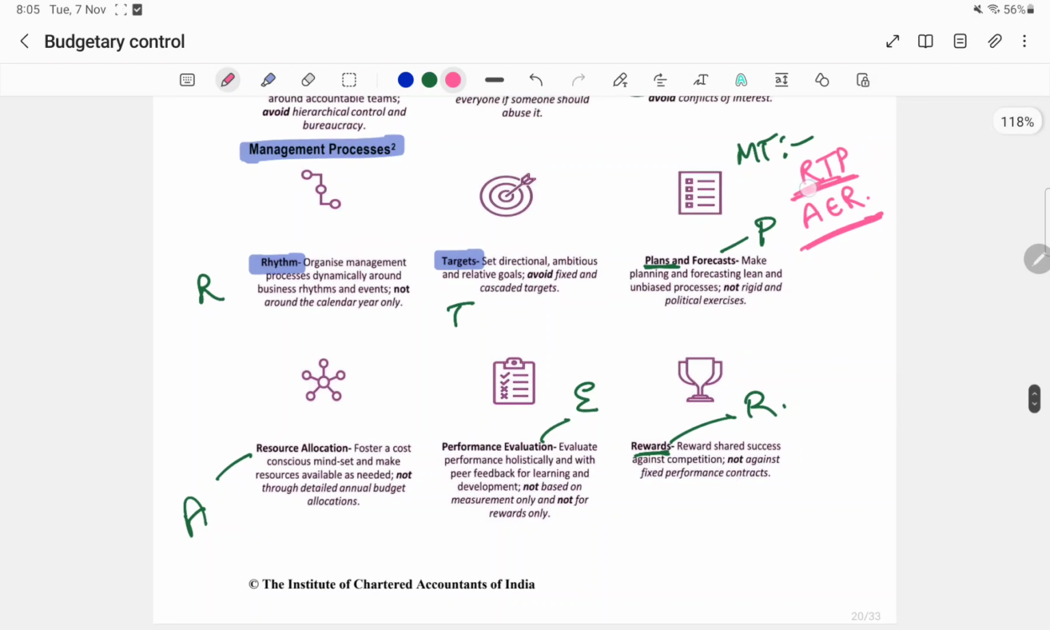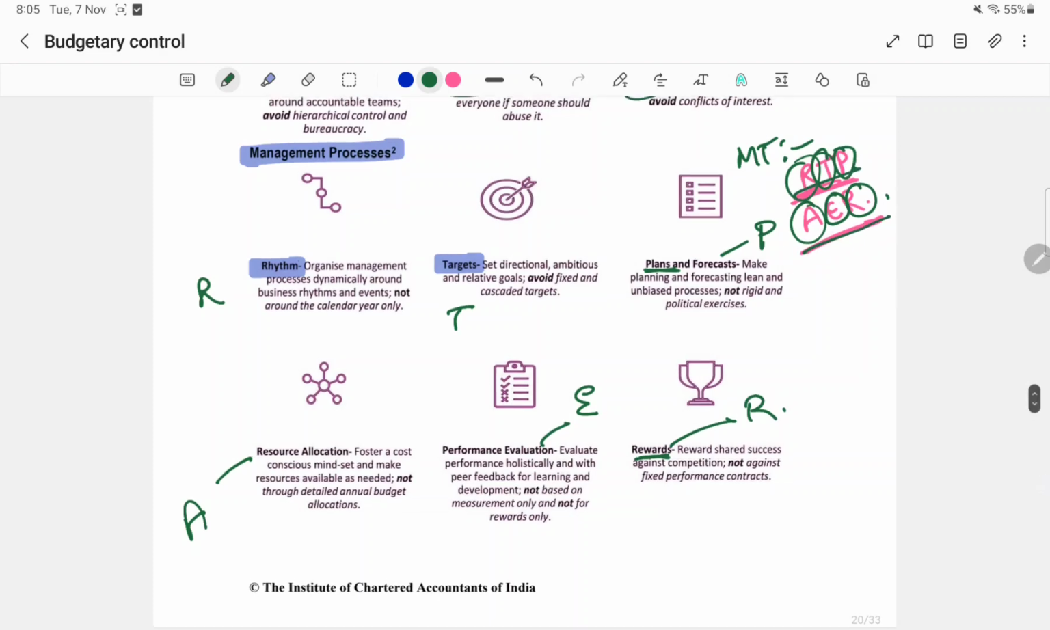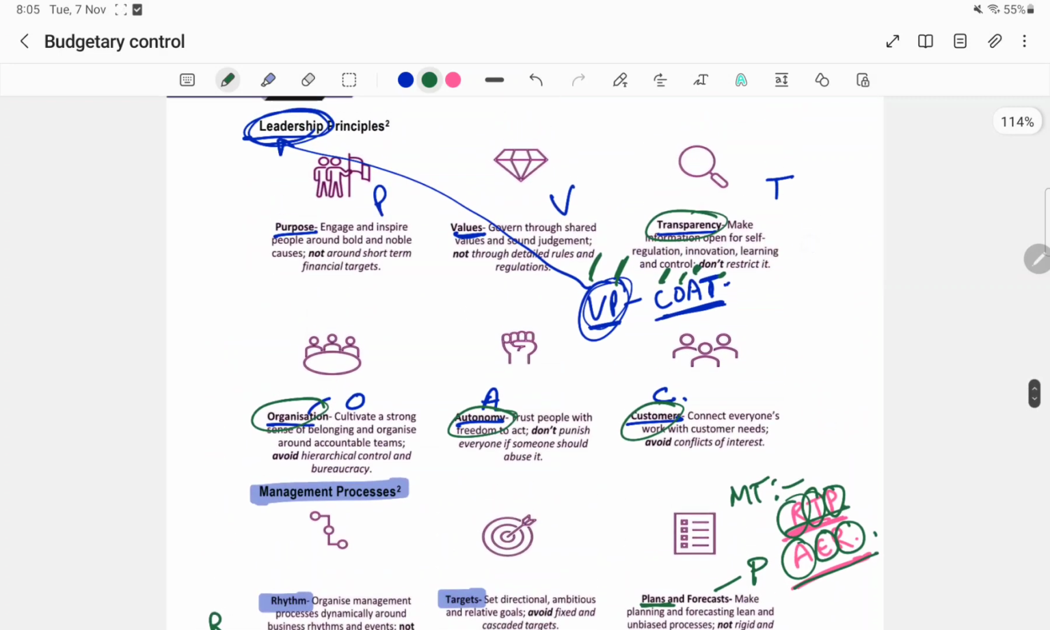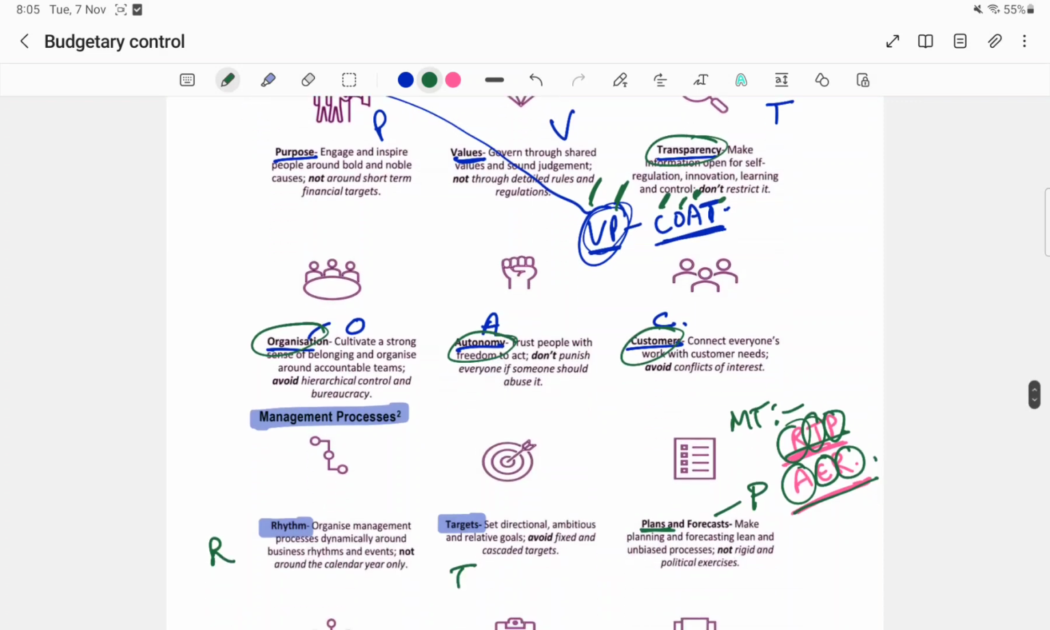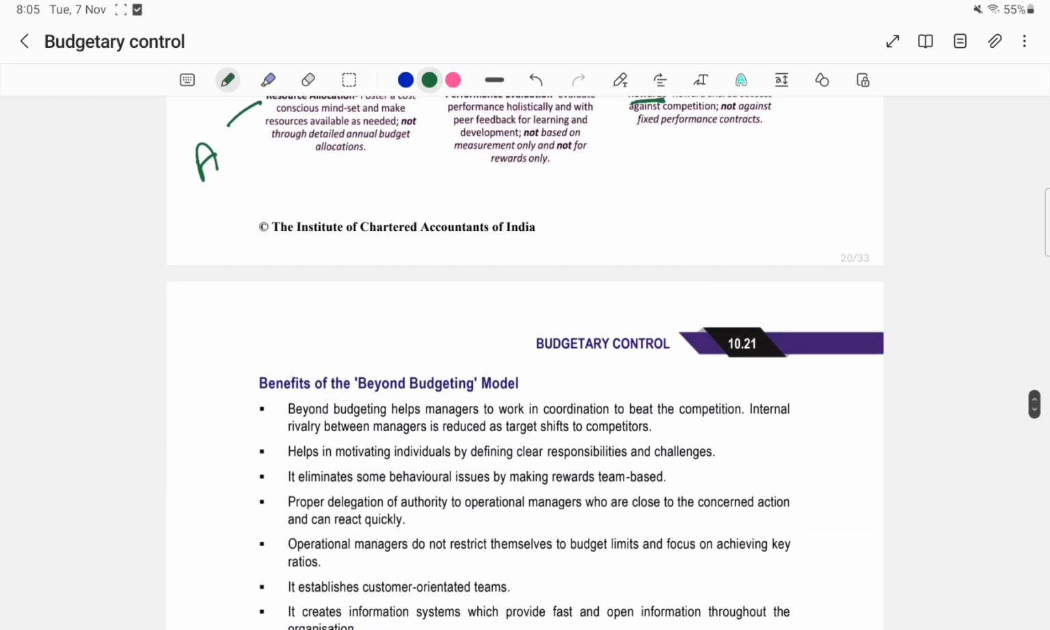If we revise again, from R you can remember rhythm, from T you can remember targets, from P you can remember plans, from A you can remember allocation, from E you can remember evaluation, and from R rewards. Rhythm, targets, plans, and allocation, evaluation, and rewards. So I know in one time only you can't learn this memory trick. So what you can do is pause this video and revise it again and then replay the video from here itself. Also, if you need any other chapter, you can write it down in the comment section.